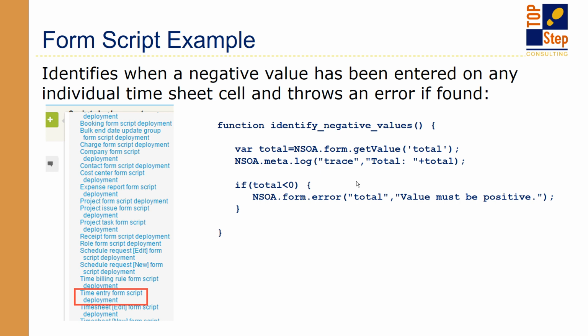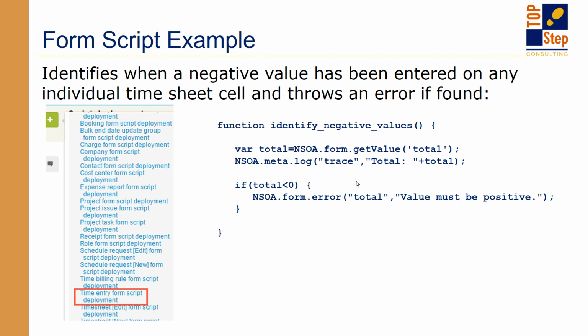Basically, it's saying create a variable called total and get the value of the form field called total from the time entry, which is the hours in this case. At that point, it spits a record out to the log file in OpenAir saying, here's what the total was that I read. That's really mostly for debugging purposes, so you can make sure that it's reading what you expected it to. And then if the total is less than 0, obviously a negative amount, then we throw an error. Say, hey, nope, you can't do that. That value must be positive. And that's the entire point of this particular script.